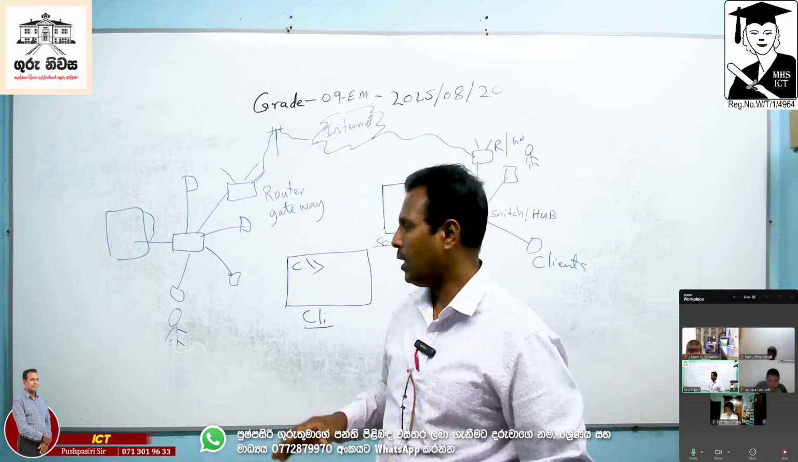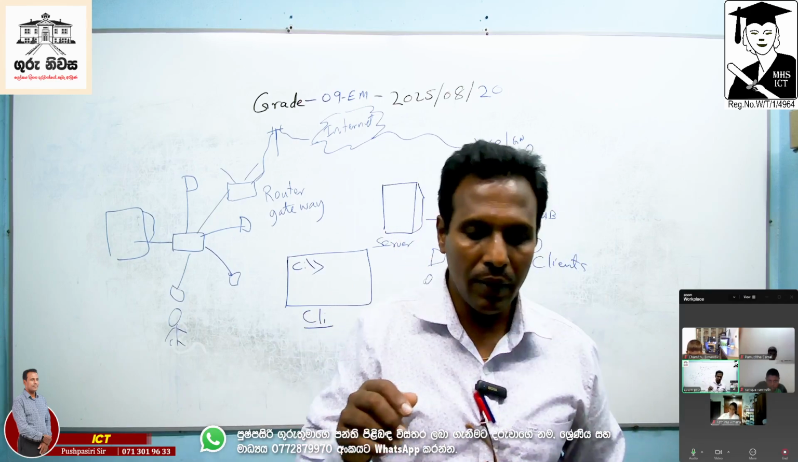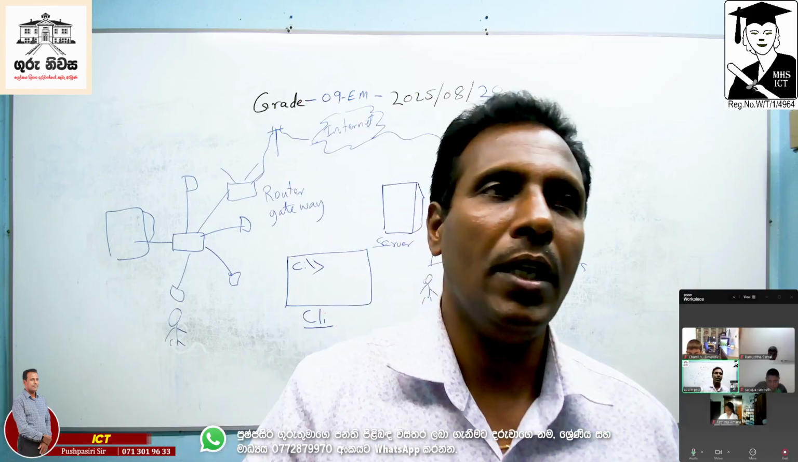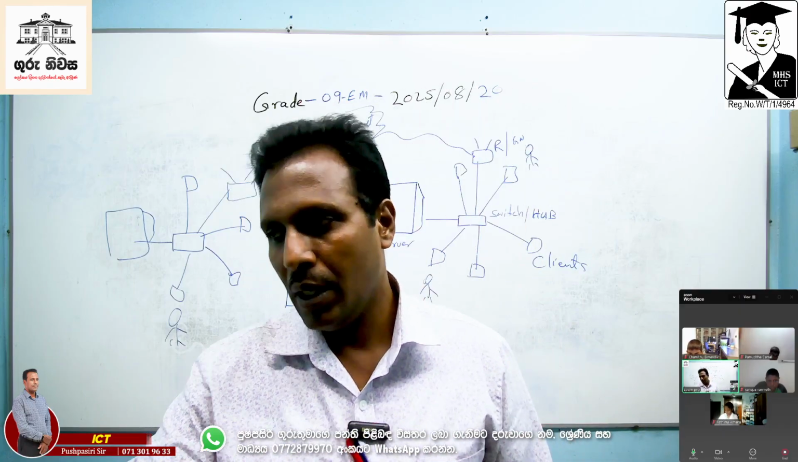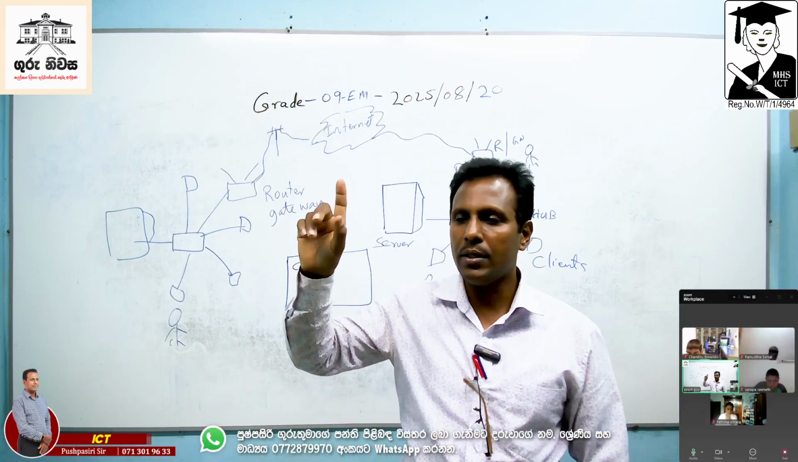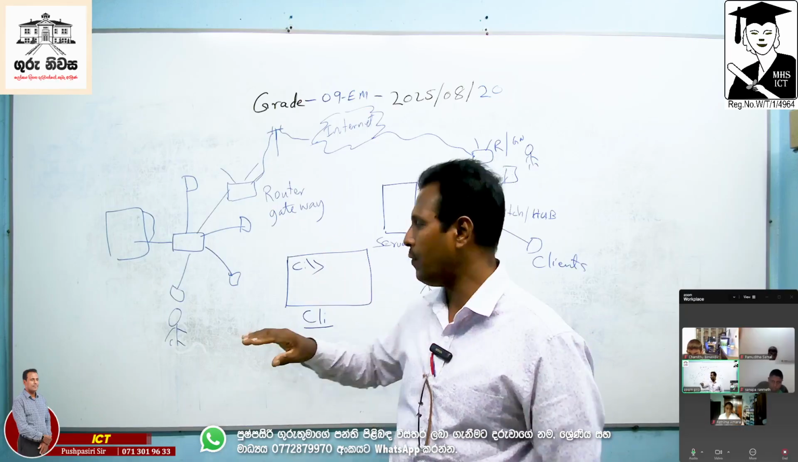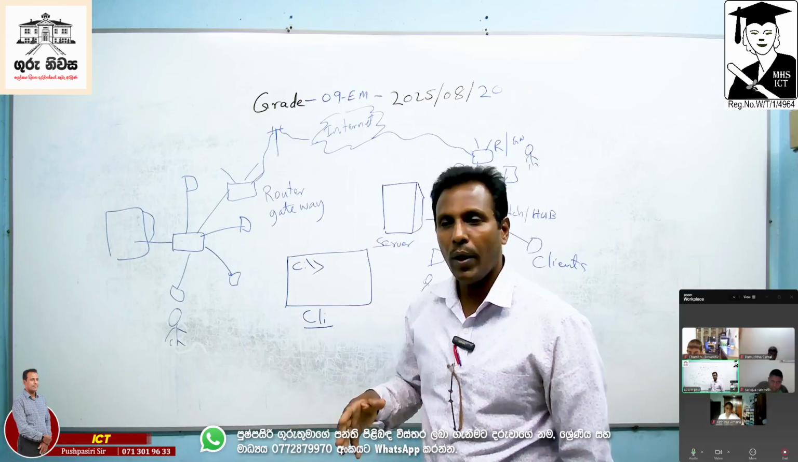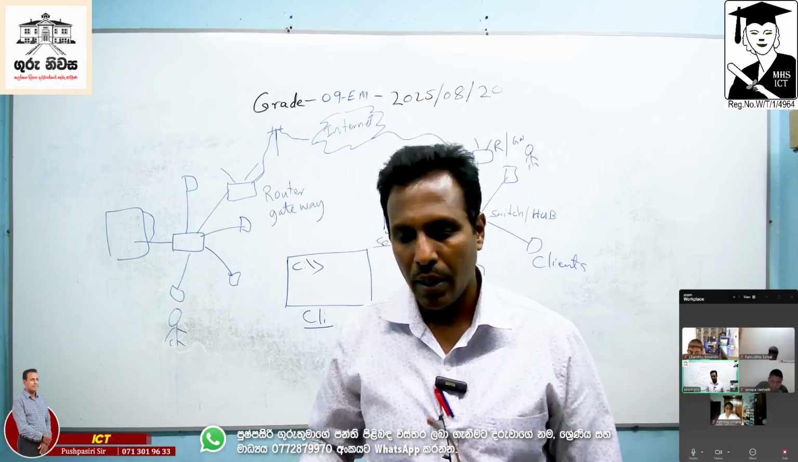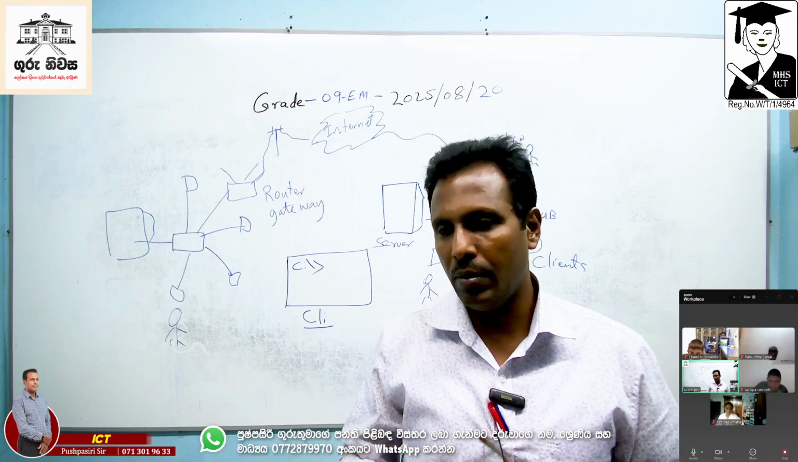But anyhow, I will show you next year in grade 10 we have a lesson called operating system. In that operating system, there are two types of operating system we have to learn. One is CLI, one is GUI. CLI means command line interface, GUI means graphical user interface. So we are going to learn both the interfaces in future, next year.